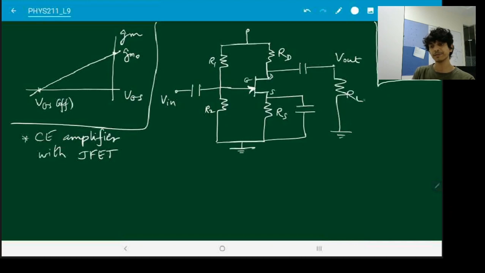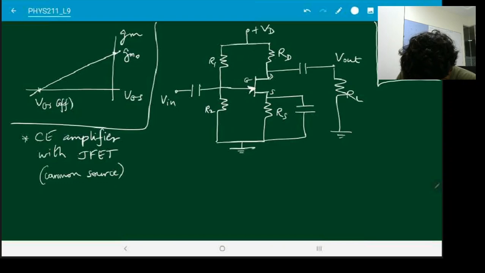So this is the circuit diagram for a CE amplifier with JFET. CE amplifier is common emitter, not common emitter here. Now this is the source, so common source mode. And then you can do a similar analysis as we did in the case of the bipolar junction transistor. And this is plus VDD.